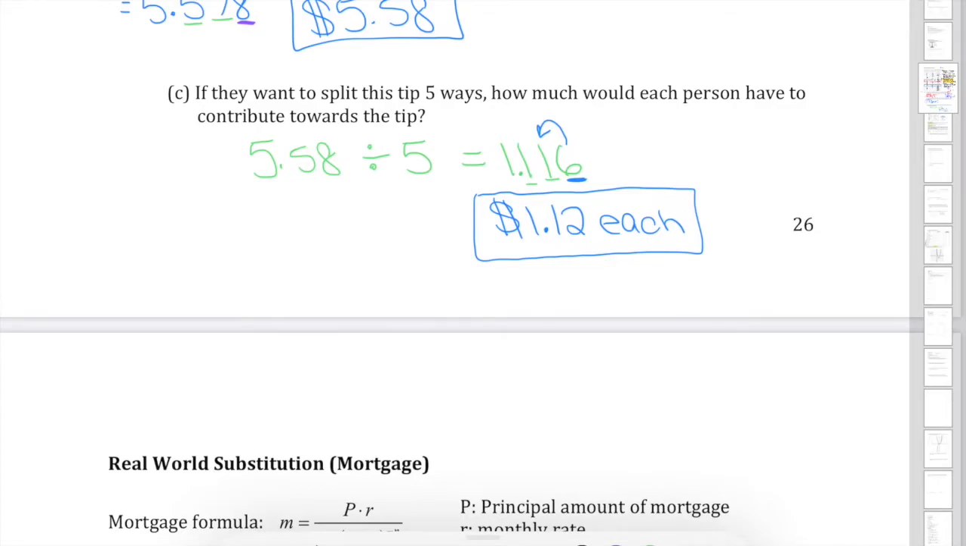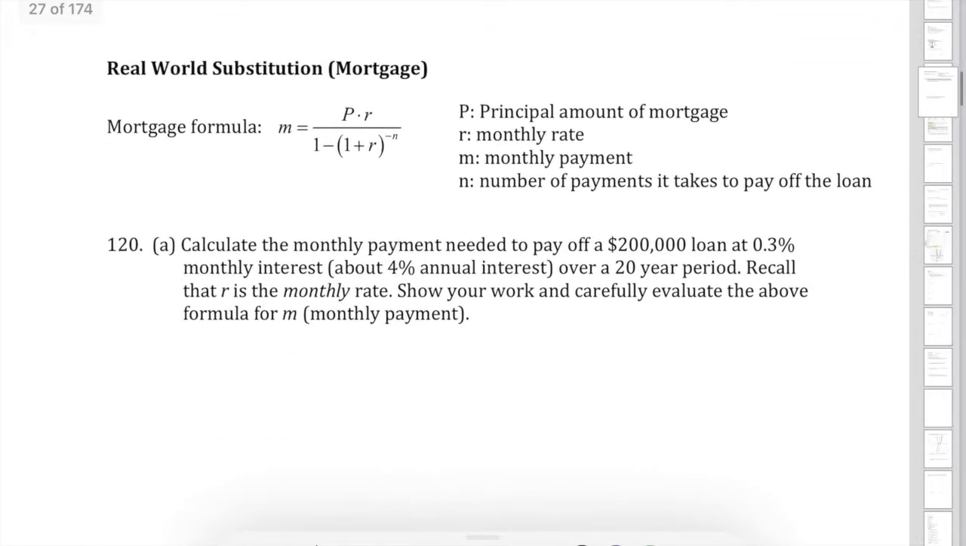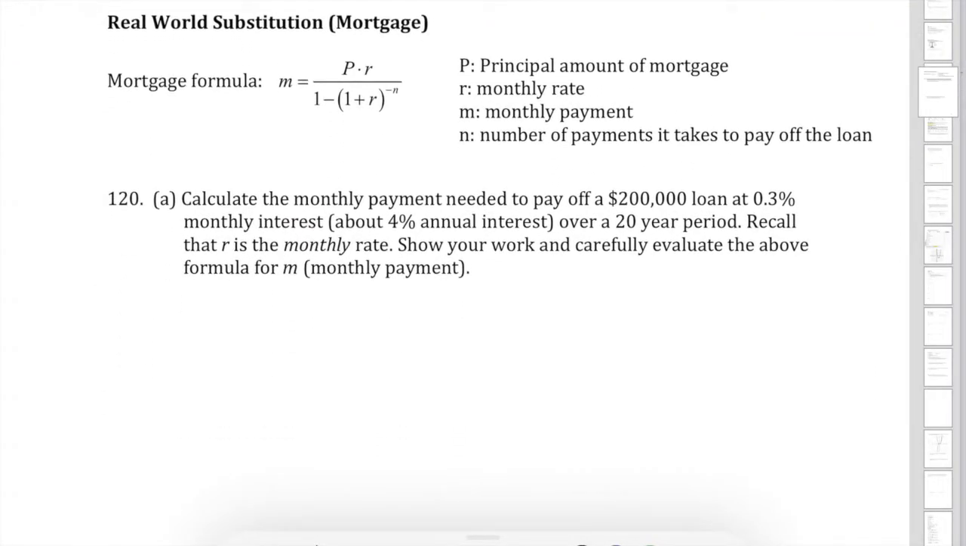Okay, so now we're going to dig into some tougher examples with percents. So we're going to get into this mortgage example. It's a really fantastic example. I imagine most of you, if not all of you, will have a mortgage at some point in your life. You're probably not going to pull out these math notes and reference this mortgage formula, but it just gives you an idea of what kind of things are considered when coming up with monthly payments for mortgages and stuff like that. So this mortgage formula is what we're going to use.